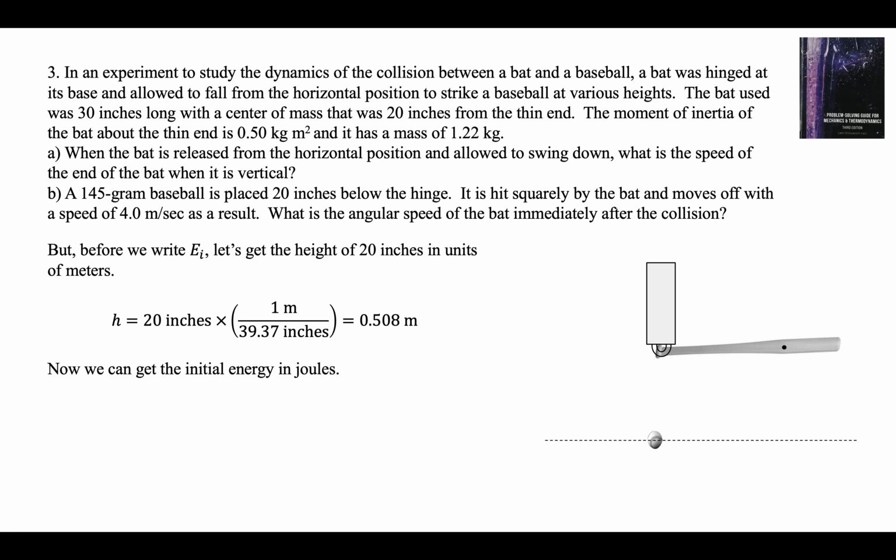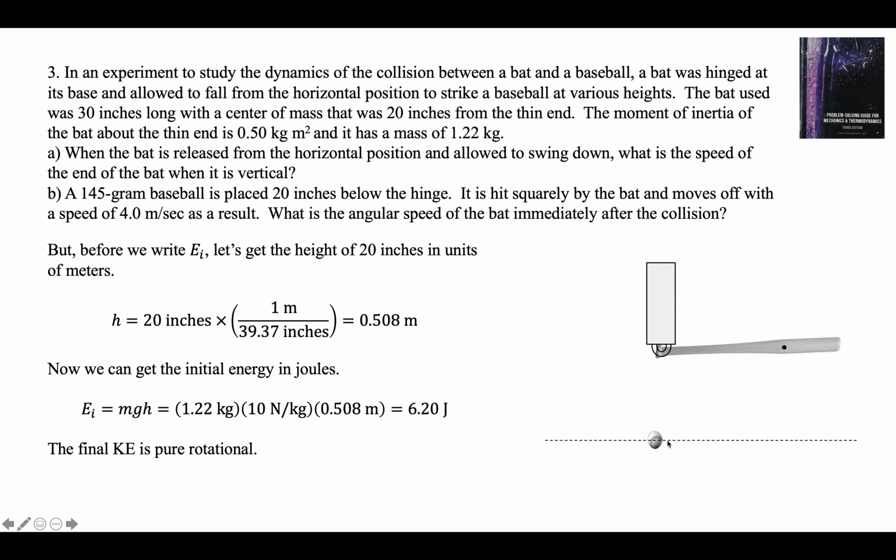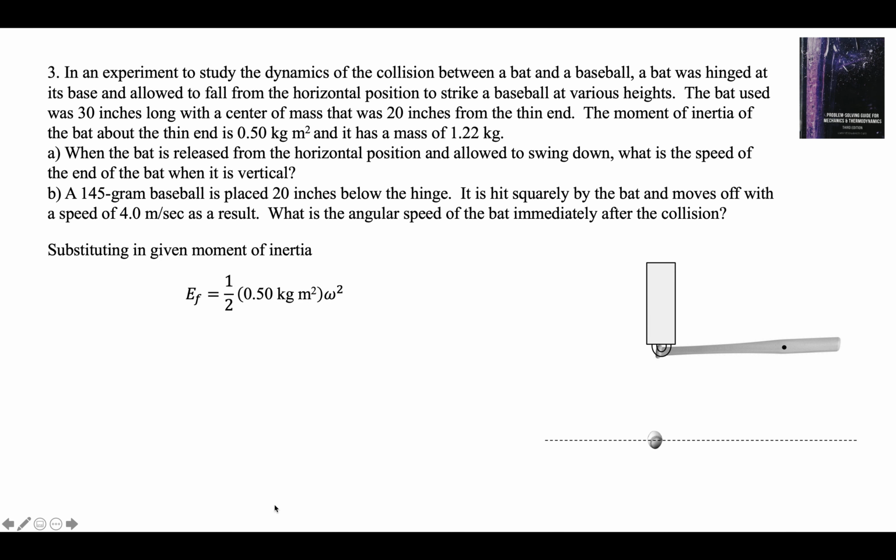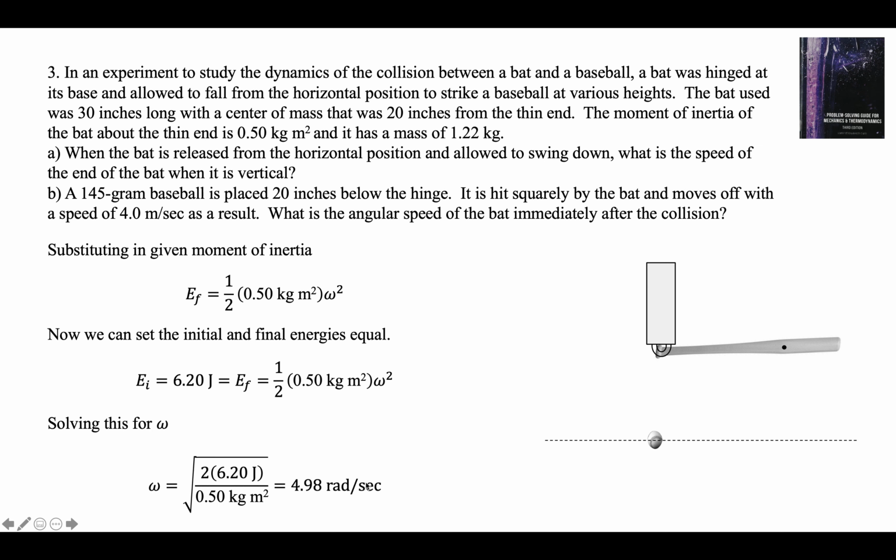Now we can get the initial energy in joules. It's all the gravitational potential energy of the bat. There's the mass, it's given, 1.22 kilograms. There's the gravitational field strength, and there's the height, 6.2 joules. That's the initial energy in the system. The final kinetic energy before it hits the ball, we're not going to get thermal energy generated. We don't want to hit the ball. We're just going to go the bat swing. That's all. Pure rotational of the bat. That's E final. The moment of inertia is given. We have the initial energy, 6.2 joules. We can set the initial energy equal to the final energy. We can calculate omega, and we get 4.98 radians per second.